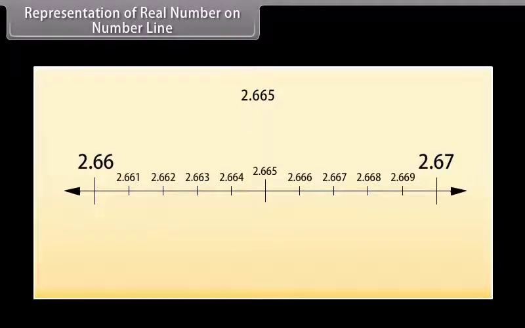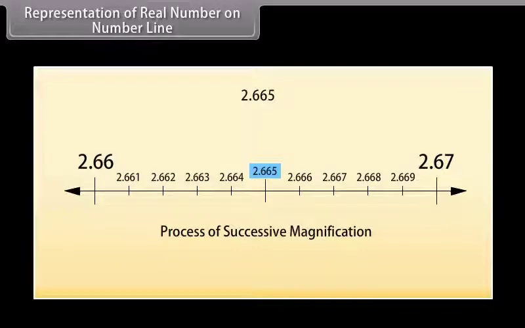Let us focus on this portion of the line and imagine dividing the portion into 10 equal parts. The first part represents 2.661. The second part represents 2.662, and so on. 2.665 is the fifth mark in these subdivisions. This process of visualization of representation of numbers on the number line is called the process of successive magnification.